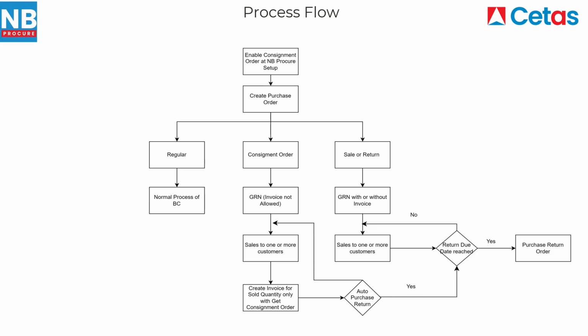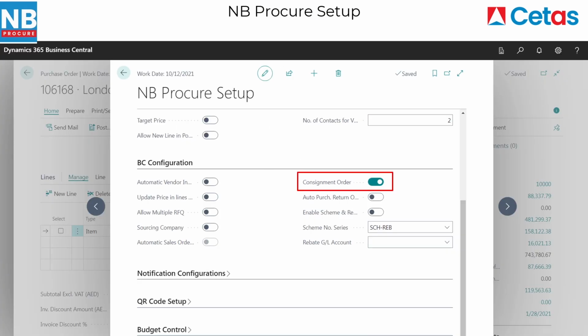Now let's get into the product and see how we are handling these two, the consignment order and the sale or return process. This is the Procure setup page I was talking about. If you can see, there are two fields. One is the consignment order, which is highlighted here. So you can choose to turn it on if you do business on the consignment model.